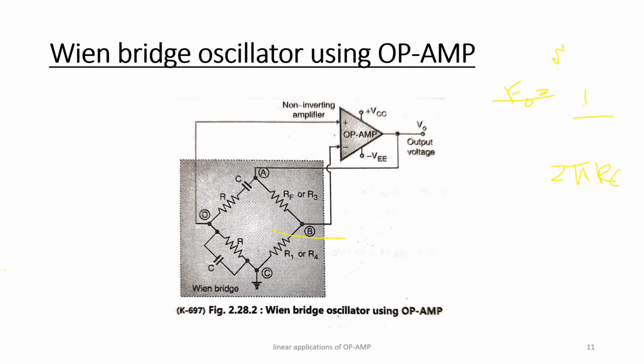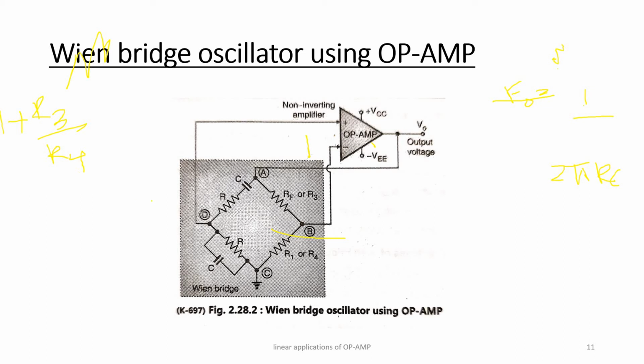R3 gets connected to the feedback path of the op-amp, whereas resistor R4 gets connected between the inverting terminal and ground. Means R3 is connected to the feedback path and R4 is connected to the inverting terminal and ground. Thus, the amplifier configuration is a non-inverting amplifier and the gain is written as 1 plus R3 by R4.